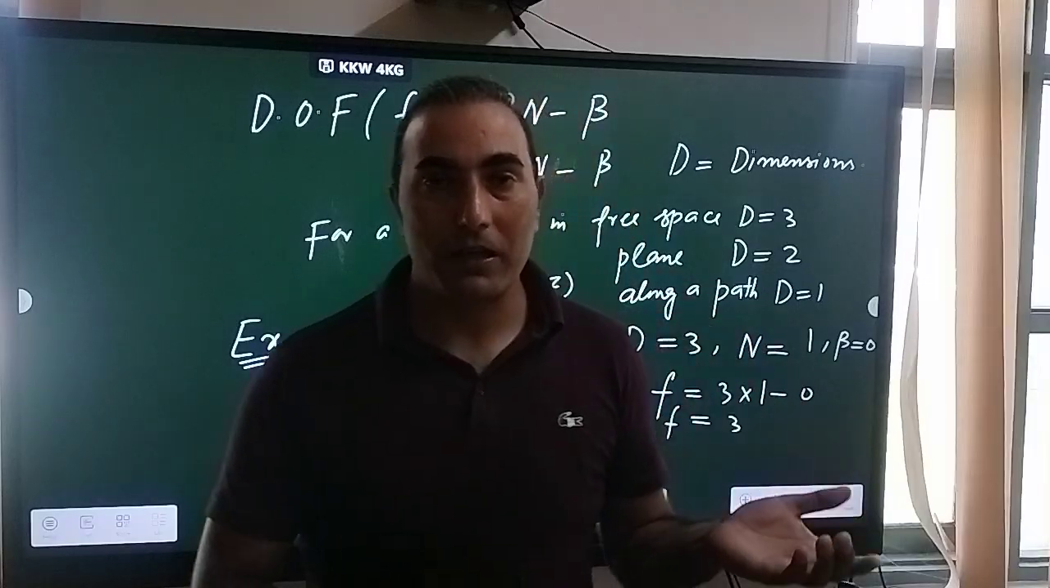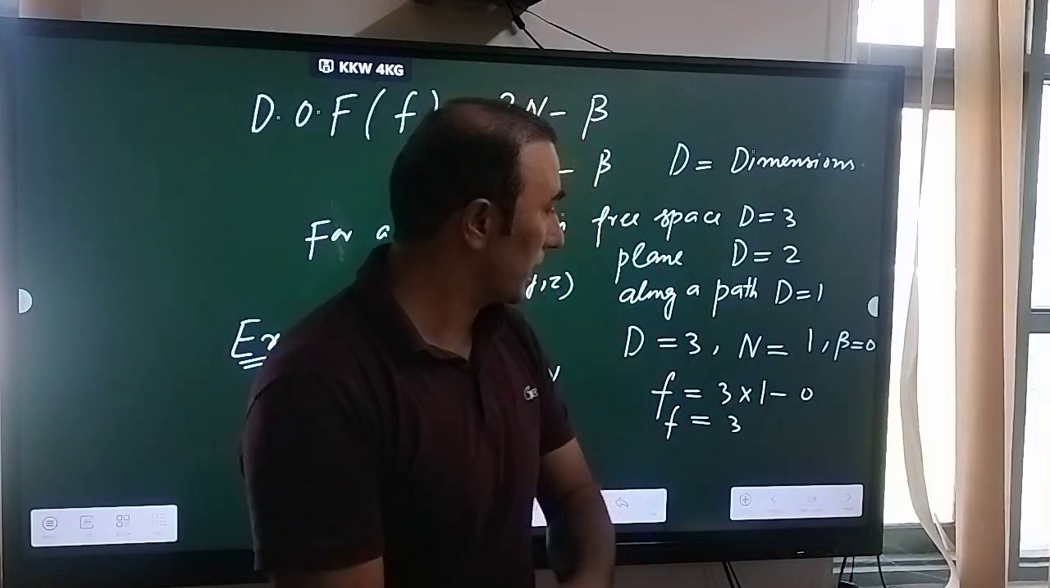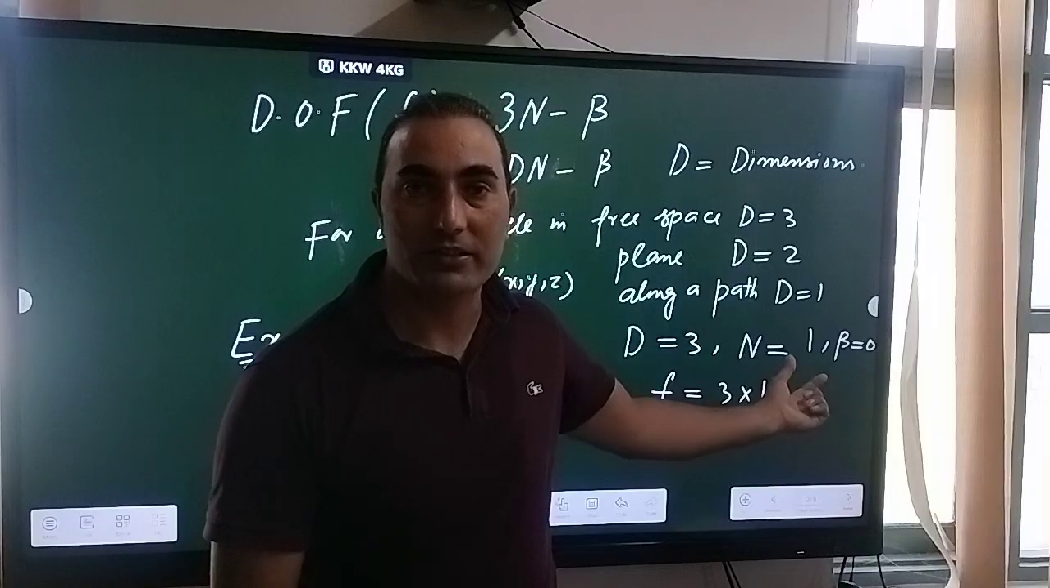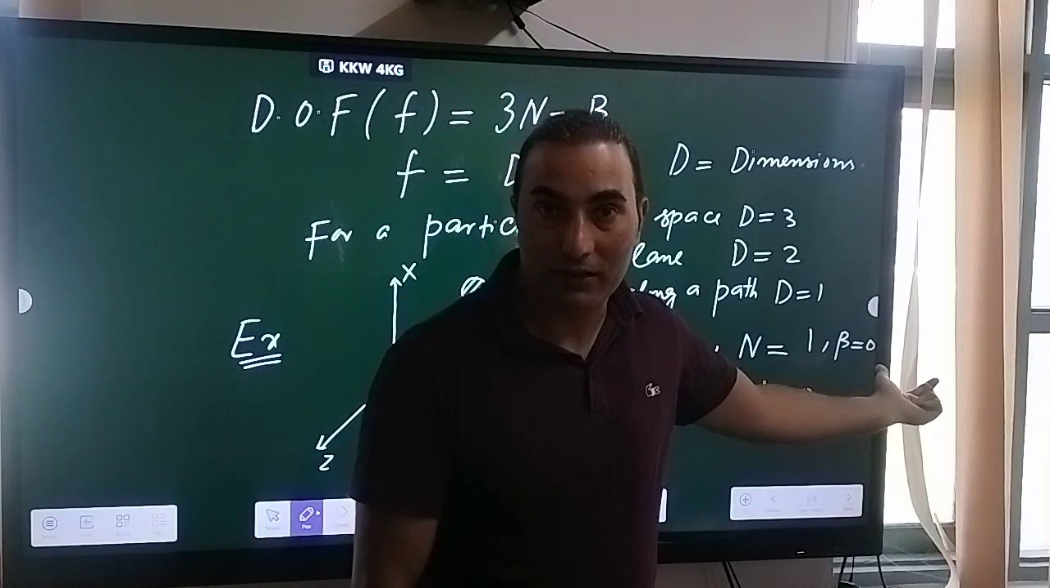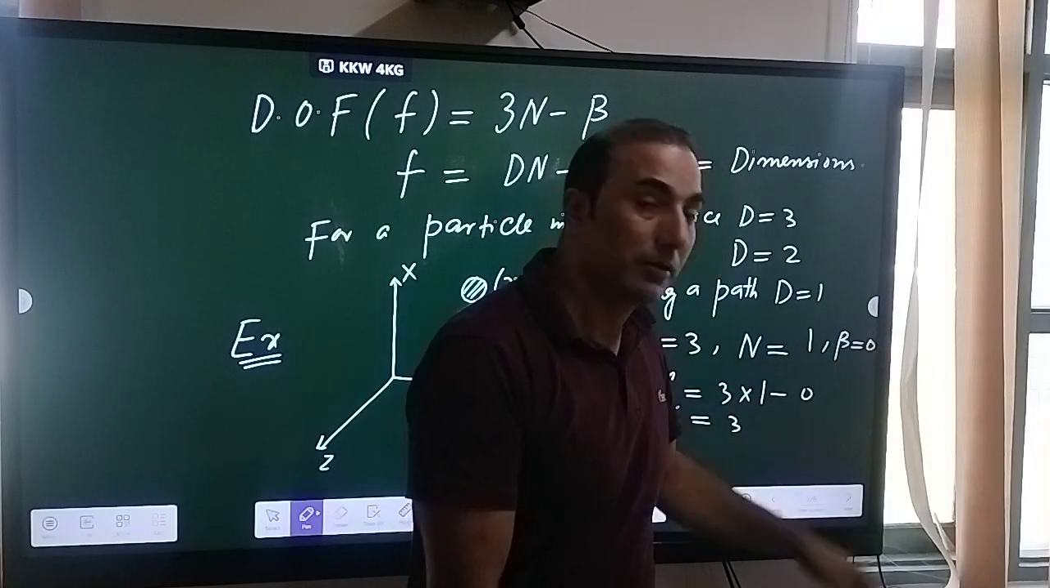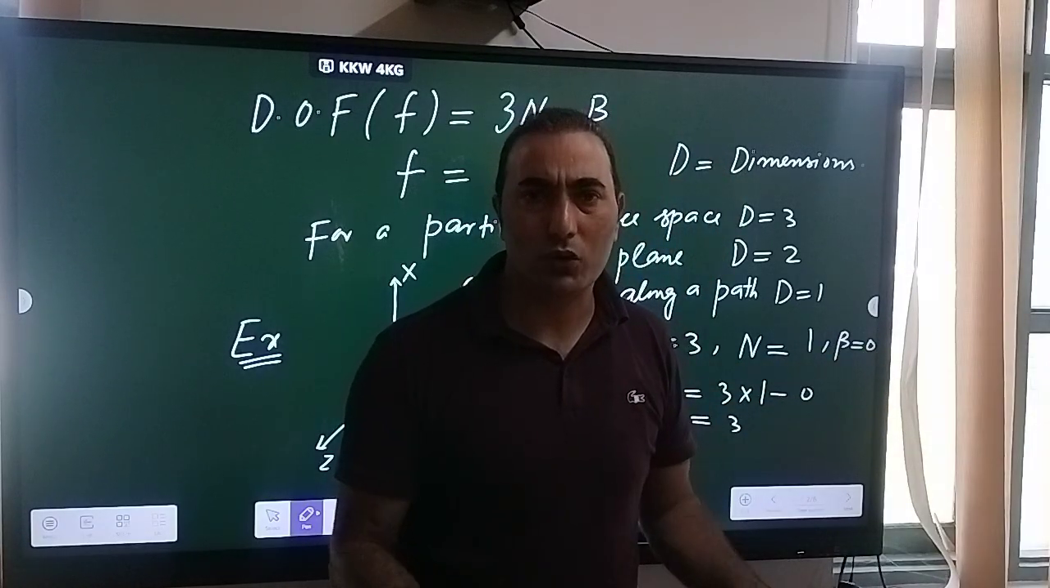Because here I have already said that the particle is in free space, so that means d will be equal to 3, and the number of particles is a single particle, or a single body, and beta equal to 0 because there is no constraint involved.